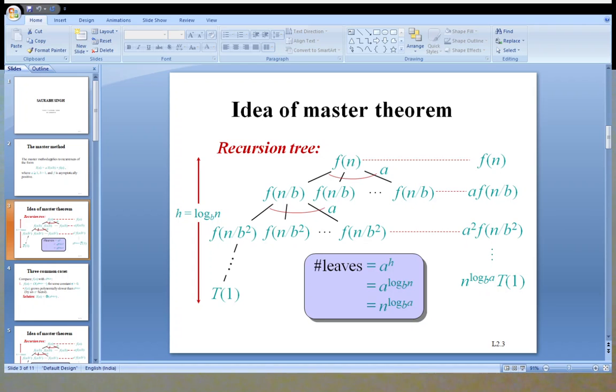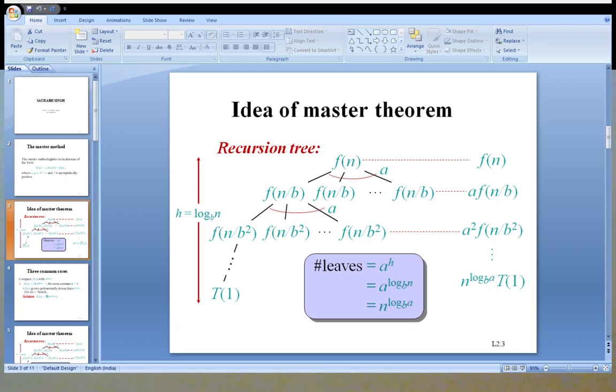Now, the same way, we shall divide each problem of size n/b into a number of segments, and each segment will be of size n/b², meaning n/b upon b. And at level 1, where we are dividing the problem of size n/b, the total cost would be a times the cost of dividing the problem of size n/b. So the total cost at level 1 would be equal to a times f(n/b).